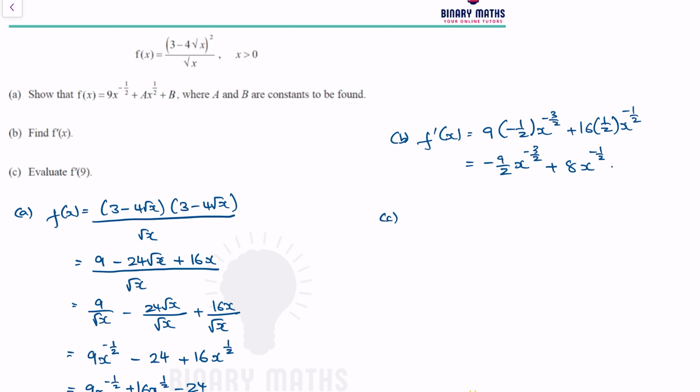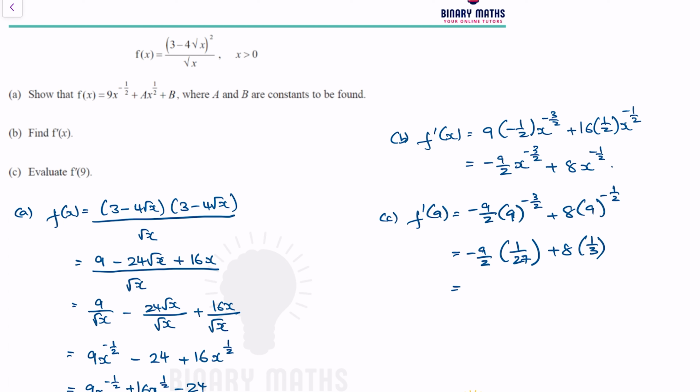C, it says evaluate f dash of 9. So f dash of 9 means I just need to substitute x equals 9 into my expression. So where I see an x, I replace with 9: minus 9 over 2 times 9 to the power of minus 3 over 2 plus 8 times 9 to the power of minus a half. Okay, now you can use a calculator, or you can do this in your head. Square root of 9 is 3, 3 cubed is 27, and the minus means it's 1 over 27. And then 9 to the power of minus a half, so plus 8 lots of, square root of 9 is 3, so it's going to be 1 over 3.